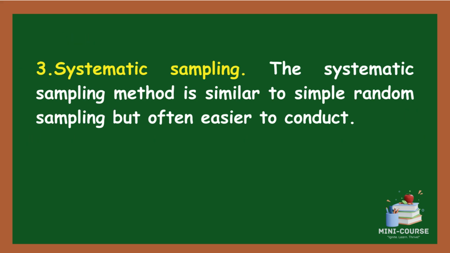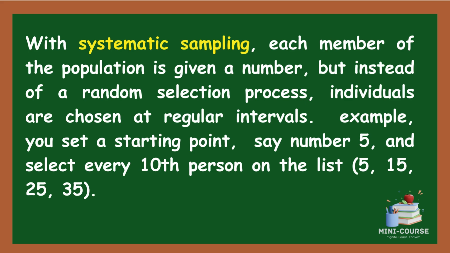3. Systematic sampling. The systematic sampling method is similar to simple random sampling but often easier to conduct. With systematic sampling, each member of the population is given a number, but instead of a random selection process, individuals are chosen at regular intervals. Example: you set a starting point, say number 5, and select every 10th person on the list, 5, 15, 25, 35.